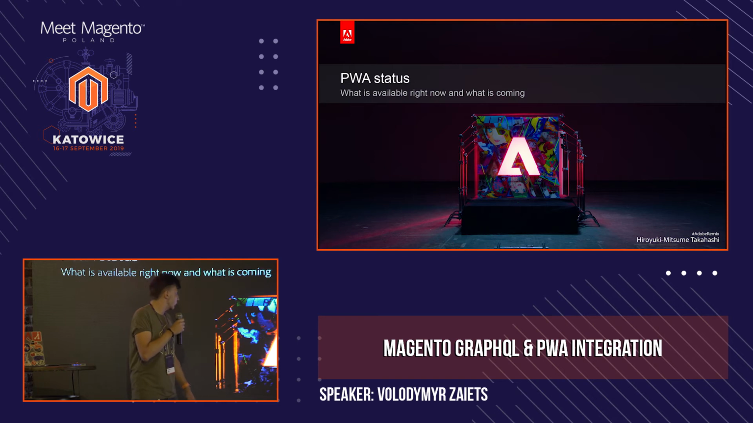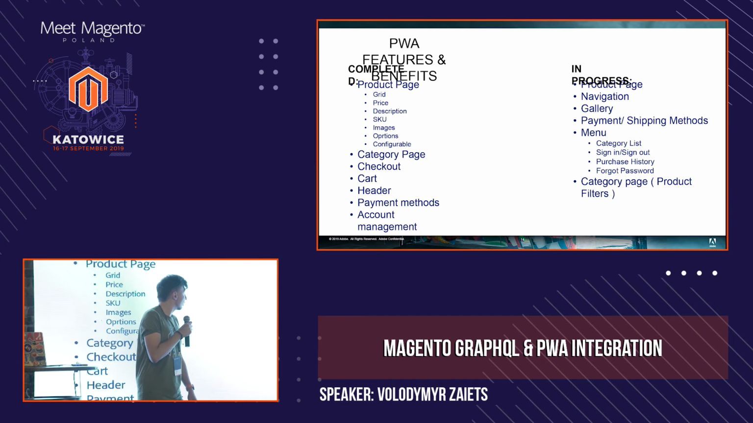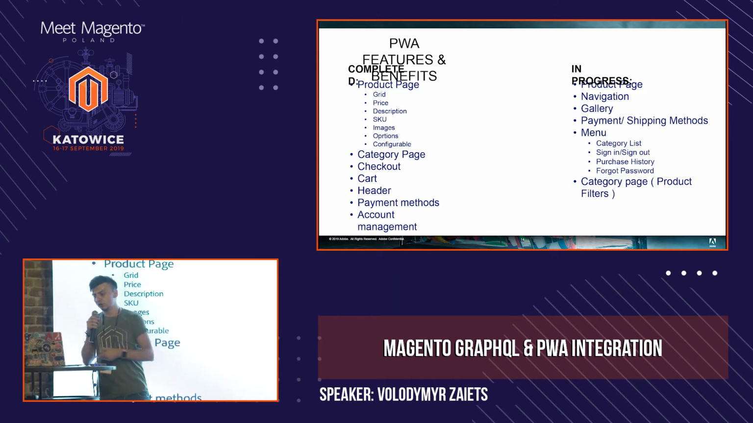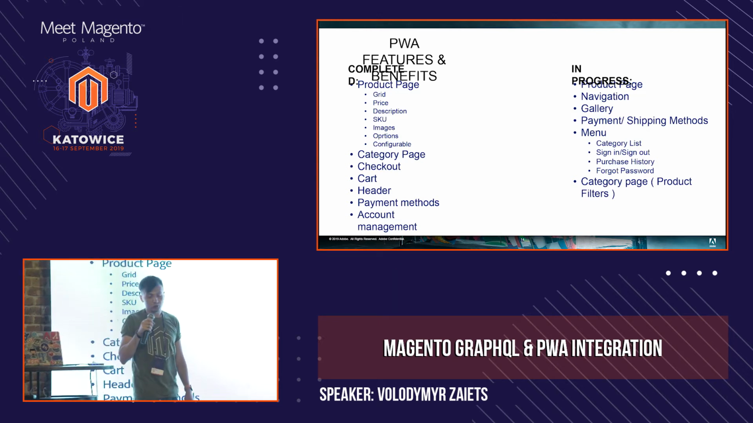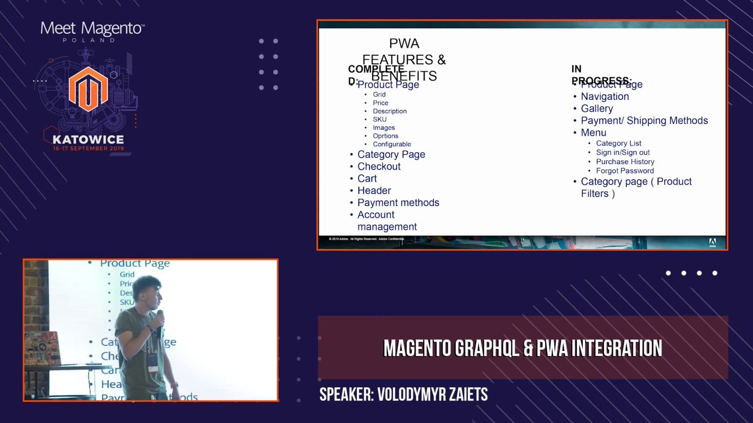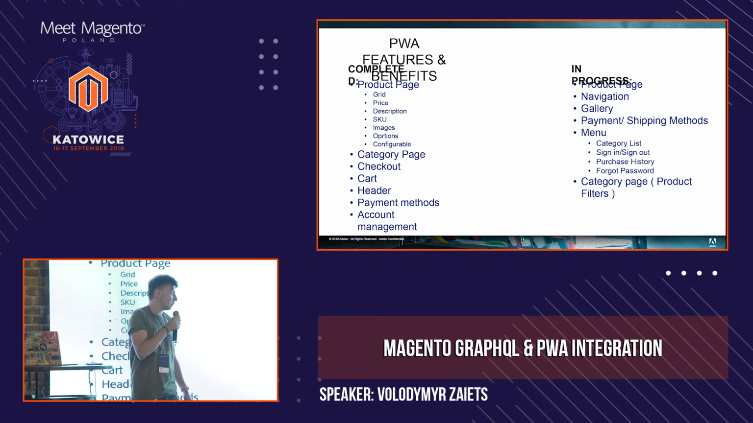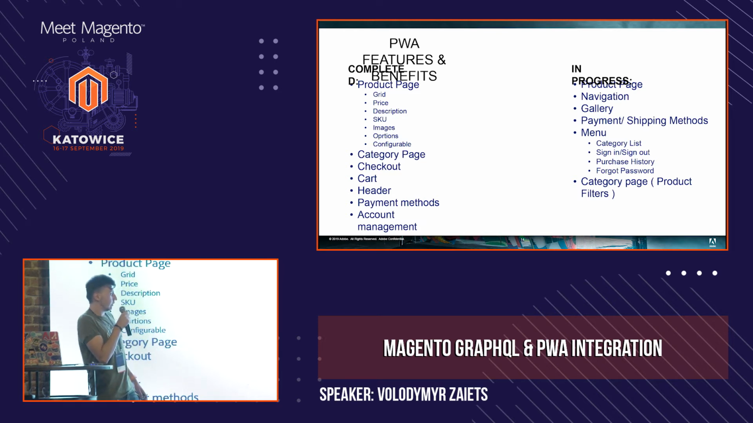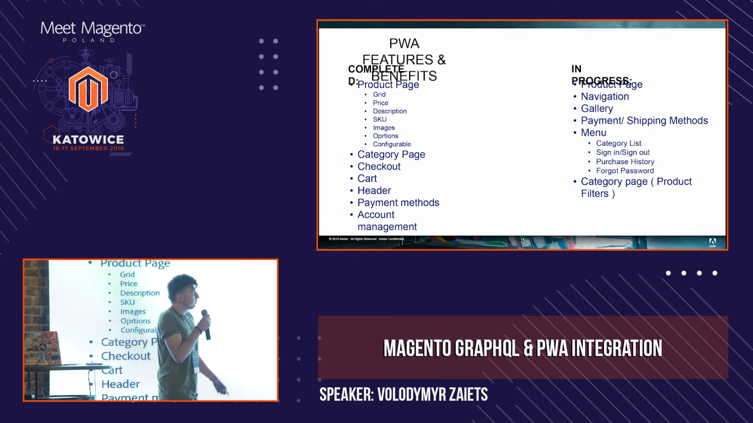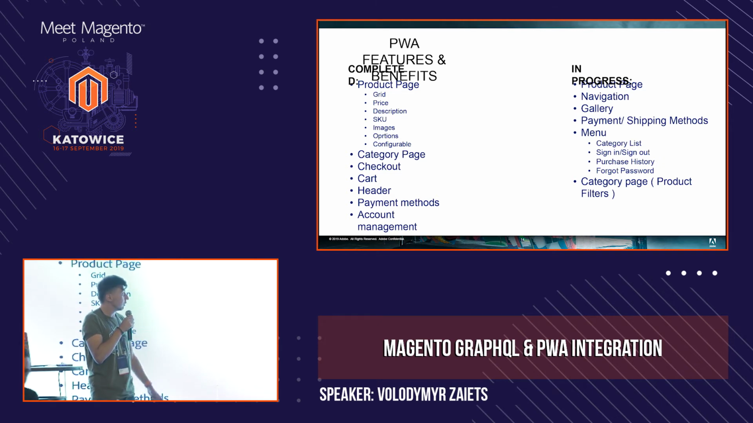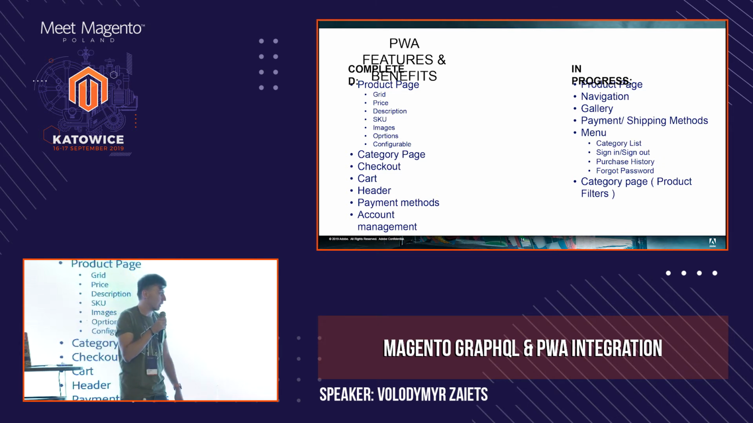Let's look at what is already implemented, what you can use, and what is coming. So currently you can use the components to build your own product page, category page, checkout workflow, etc. And currently we are working to cover all product types, all payment methods, and some components for the menu. The full list of what is already covered, you can look at in the documentation, the link I added to my last slide.